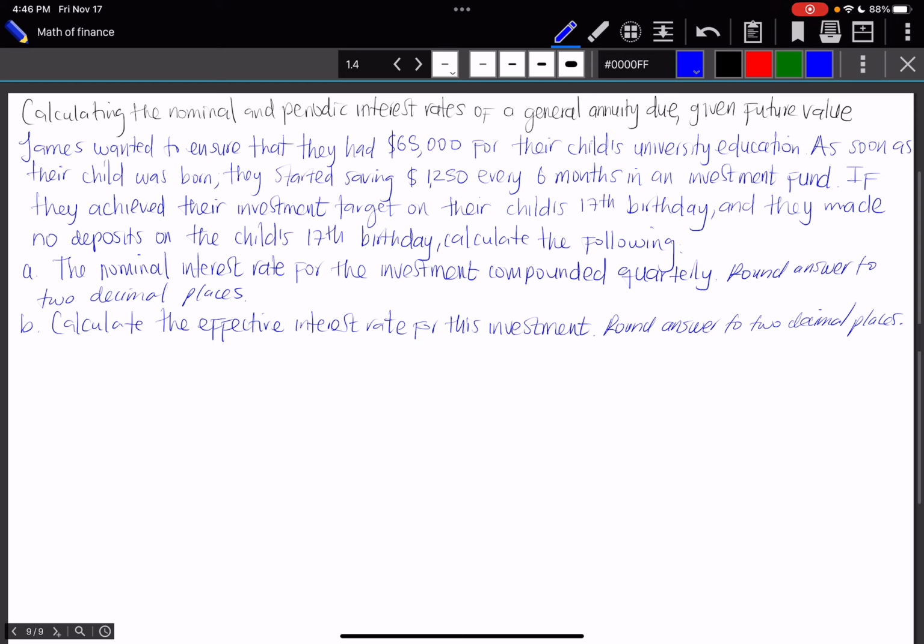And we need to round the answer to 2 decimal places. And then calculate the effective interest rate for this investment. And we need to round the answer to 2 decimal places. To solve this problem, we're going to use the calculator.